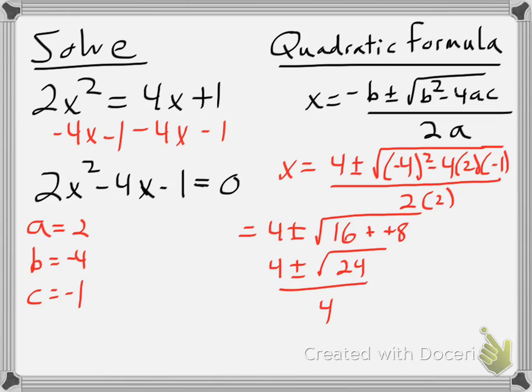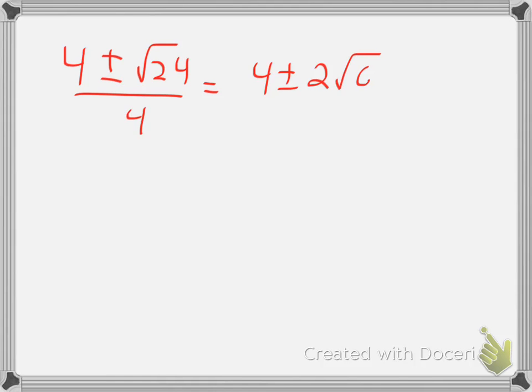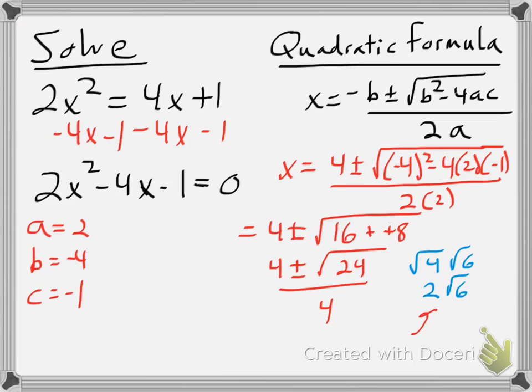Now I want to keep simplifying, starting with my radical. So I can break down 24 into the square root of 4 and the square root of 6. So that'll become 2 square root of 6. So to finish my problem, I had 4 plus or minus the square root of 24 over 4, and that became 4 plus or minus 2 square root of 6 over 4, again based off of my radical breakdown.